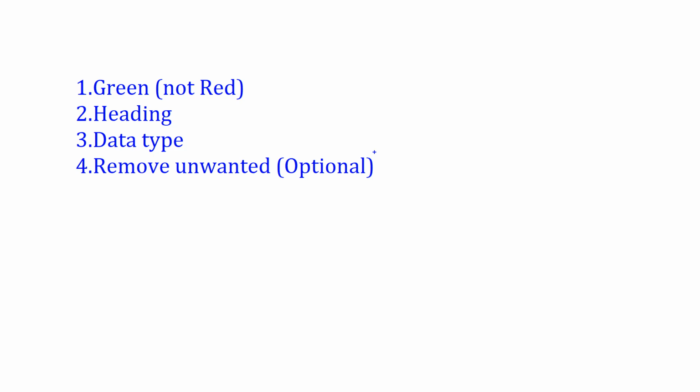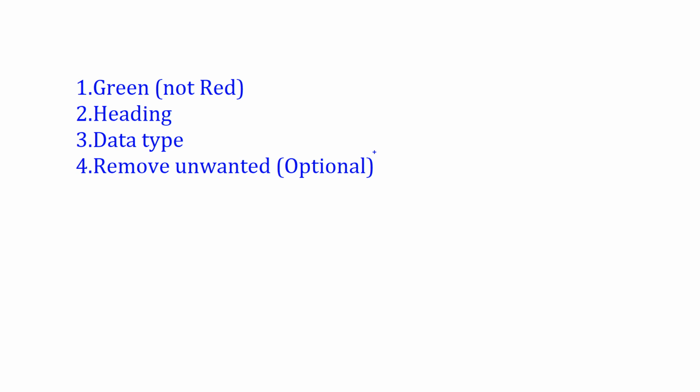Okay. So these four things you have to check. You are going to explain these four. First part I will explain, then you are going to help me here. So green, heading, data type, remove the unwanted. Okay. Let us check that. First, let us start with green. How can we check whether my data is green or not?